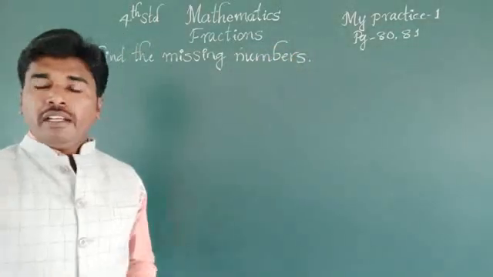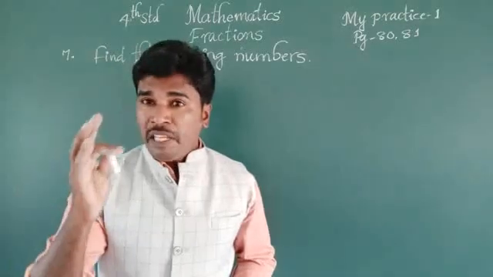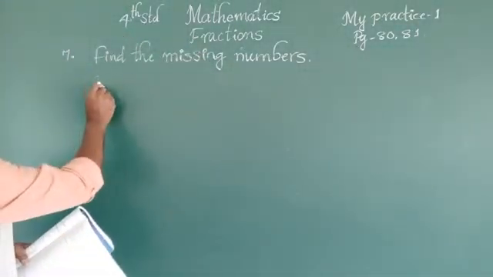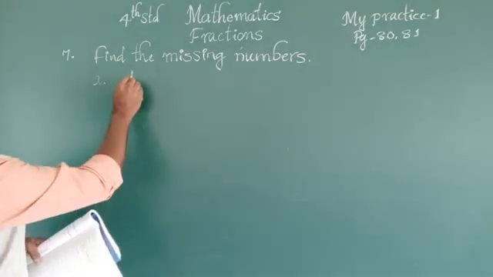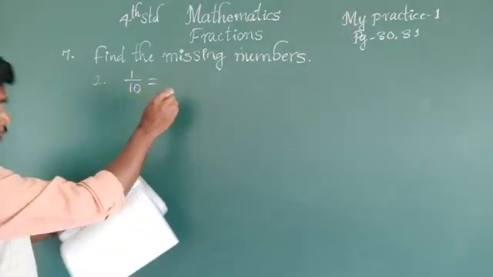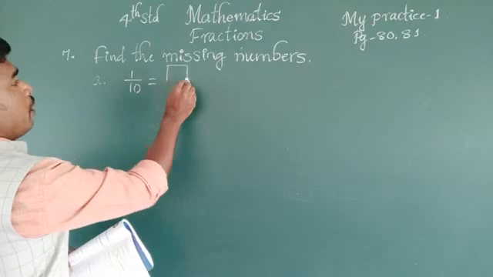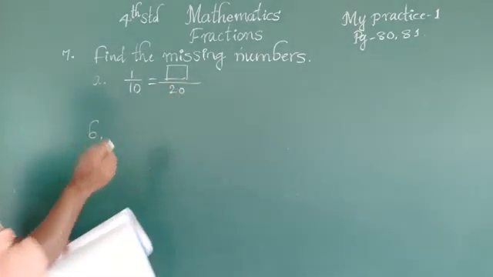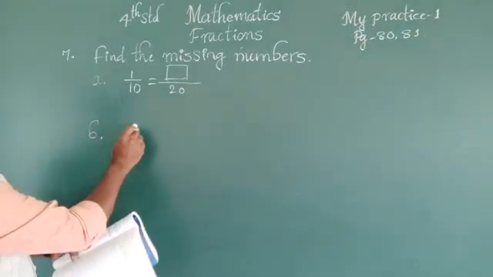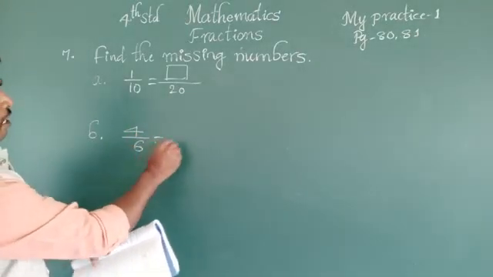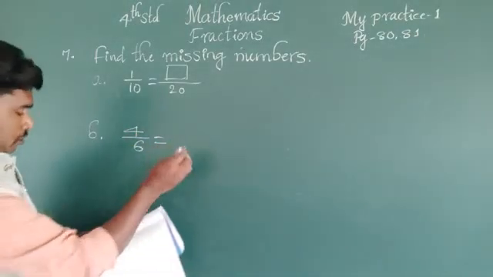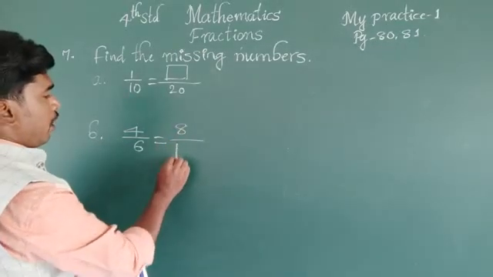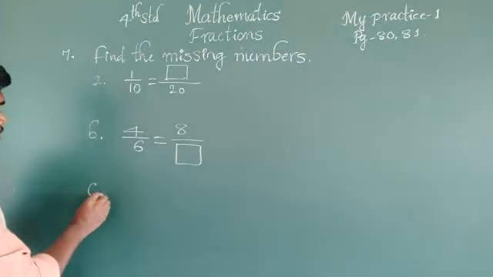So, a simple method I am going to explain. Please follow that method only. Okay, the first one: A, 1 by 10 is equal to dash by 20. B, 4 by 6 is equal to 8 by dash. And C, the third one.